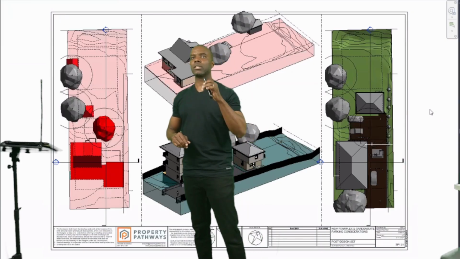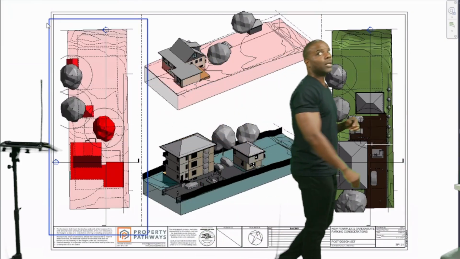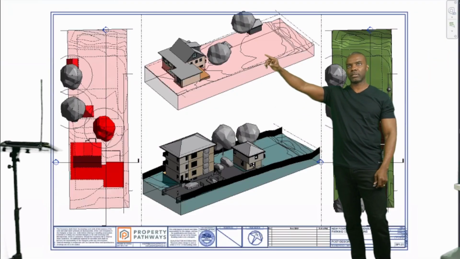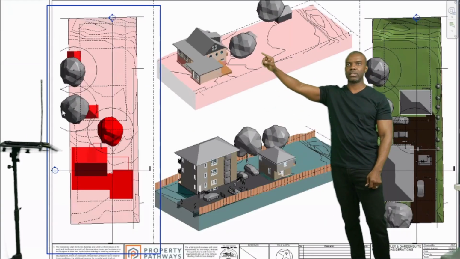So I wanted to just highlight this. Let me step out of the way here. I want to highlight this. So the red being what was actually there, right? So you can see the red site. That's the house that was there before.